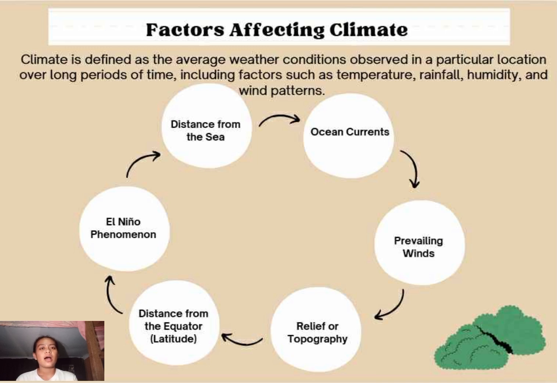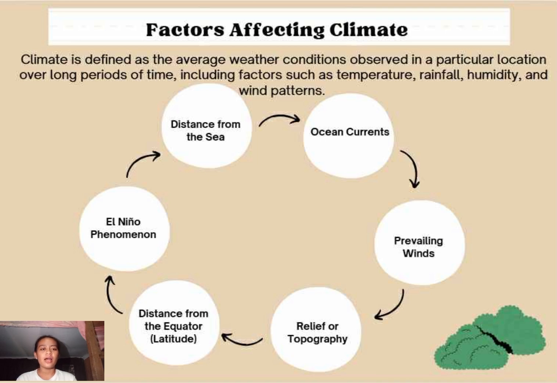Sixth is the El Nino phenomenon, which is the natural warming of the Pacific Ocean surface water. It can also change the global wind and weather patterns. It can cause drought, heavy rains, and floods in many parts of the earth.